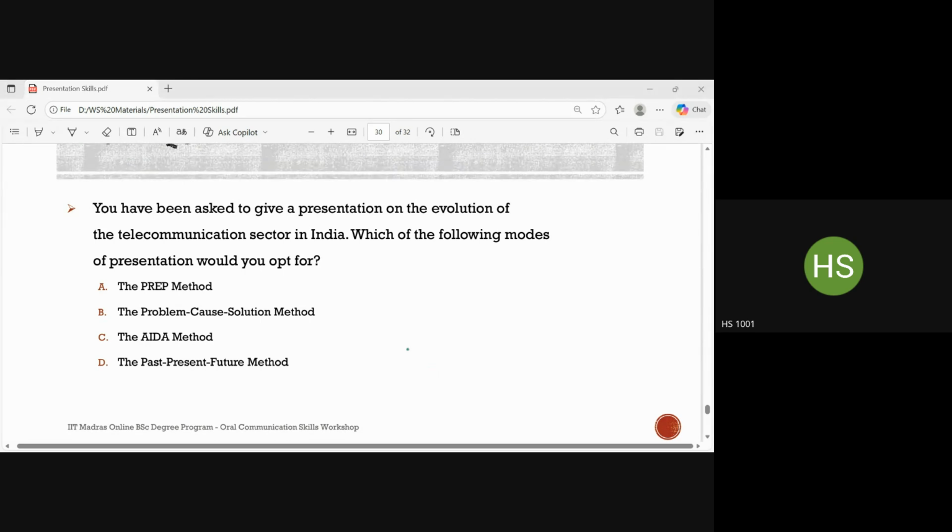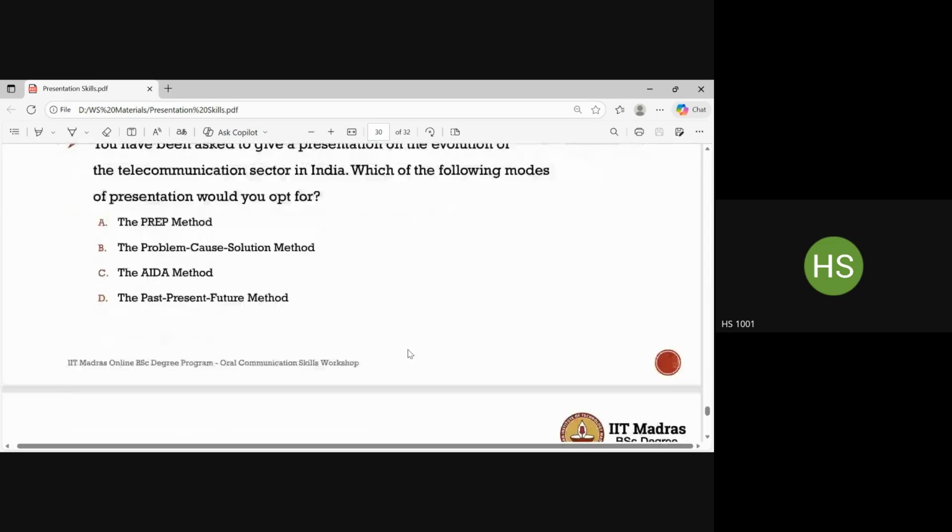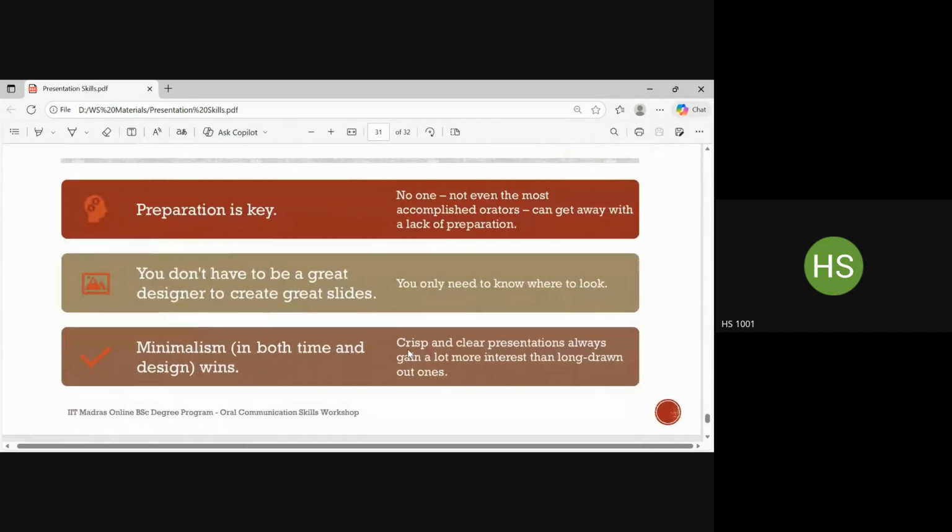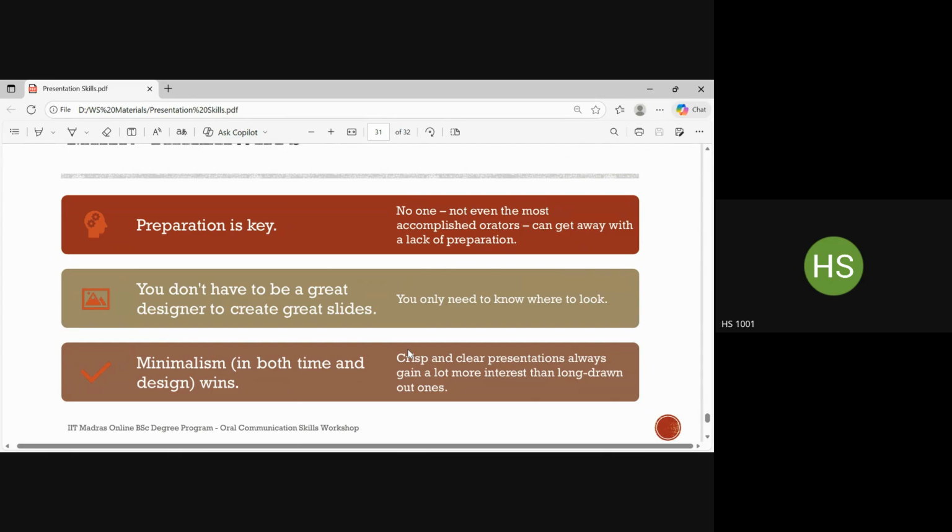Thank you, everybody. I'm very glad to know that you've understood everything that we were trying to say here. Right. So, once again, let me just quickly summarize. Before you go into a presentation, prepare adequately. Even if you're a very good speaker, if you are not thorough with your preparation, then your presentation will suffer in quality.